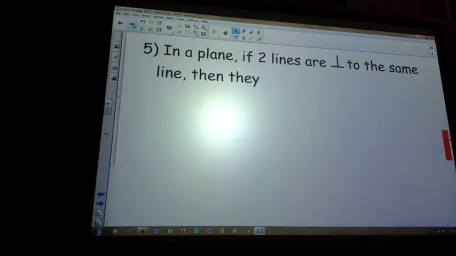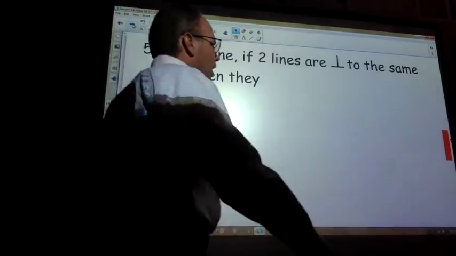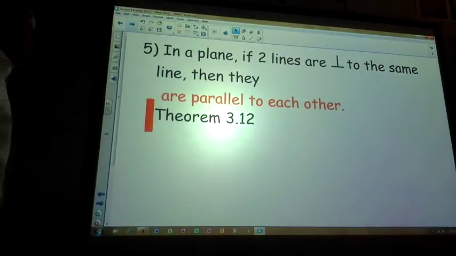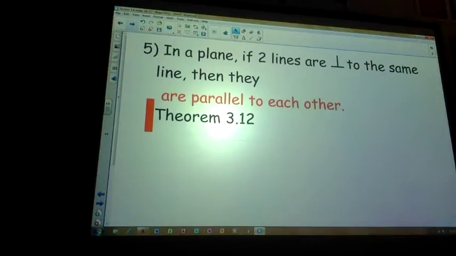In a plane, if two lines are perpendicular to the same line, then they are parallel to each other. In a plane, if two lines are perpendicular to the same line, then they are parallel to each other. That makes sense.